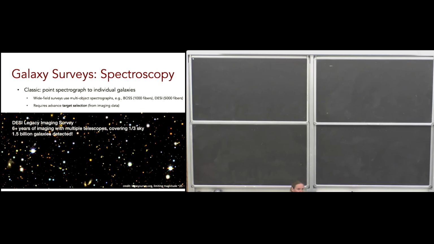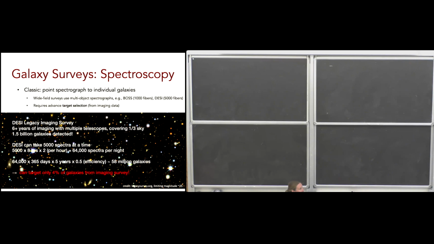And at that point, we really have to choose what to do next, because DESI can take about 5,000 spectra at a time. That's a lot. But still, if we think that a typical night is of order 8 hours, and we do 2 pointings per hour, that would be of order 64,000 spectra per night. And if we then give DESI 5 years, that would end up around 60 million galaxies, or 60 million fiber placements. If all of these were unique, which they aren't, that would still mean that we can target, in the most optimistic case, only 4% of the galaxies from this imaging survey.